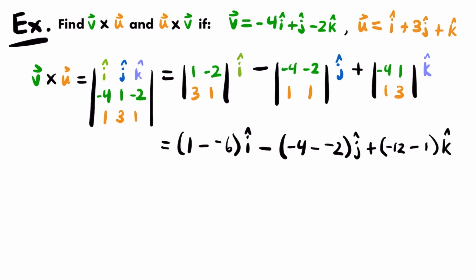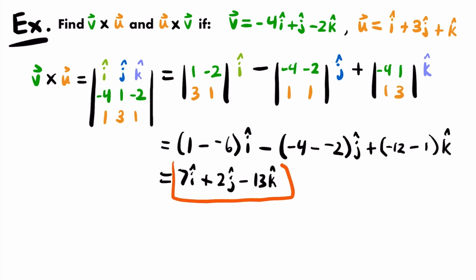Okay, now if we simplify, 1 minus -6 is the same as 1 plus 6, so this is equal to 7i. Then we are subtracting -4 minus -2. That's the same as -4 plus 2, so that's -2. But then we are subtracting -2j, so that will become plus 2j. And then we're adding our last term of -12 minus 1 times k. -12 minus 1 is -13, so we're actually going to be subtracting 13k. So we'll erase that plus sign, and we'll have minus 13k.